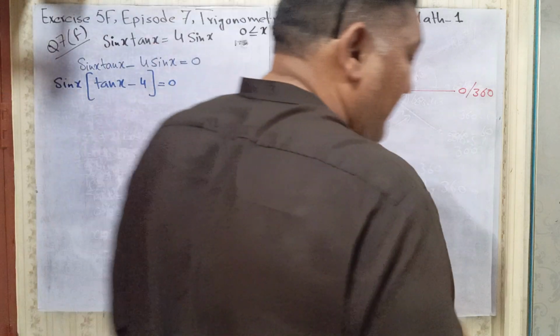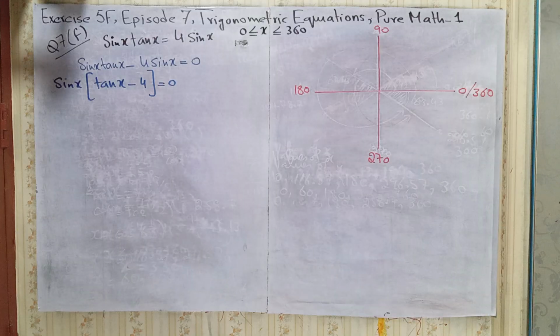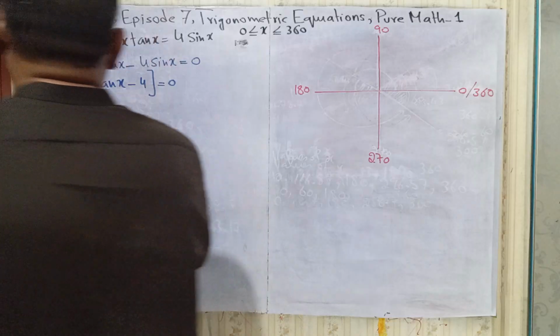You see, here we have two expressions which are multiplying with each other, and when they multiply, the answer is 0. So either the first expression is 0 or the second expression is 0, or both of them are equal to 0. So let me first make this expression, the sine x, equal to 0.